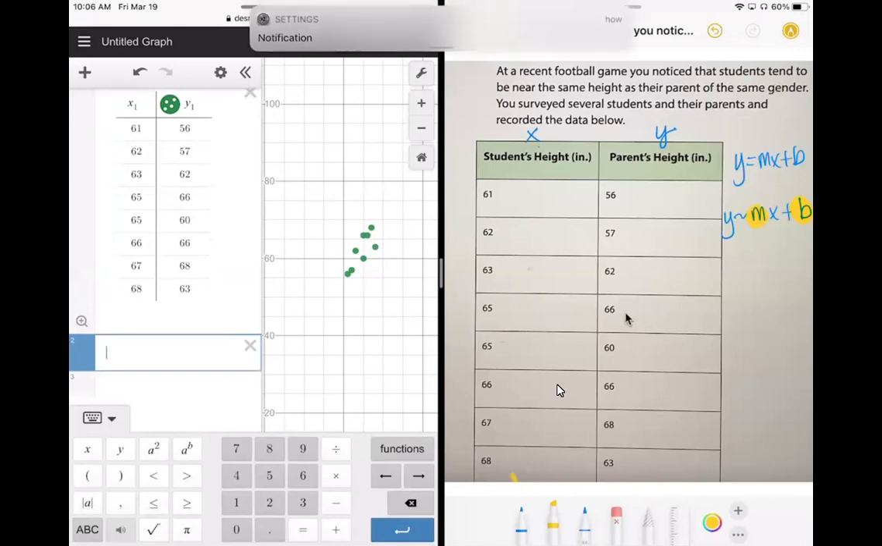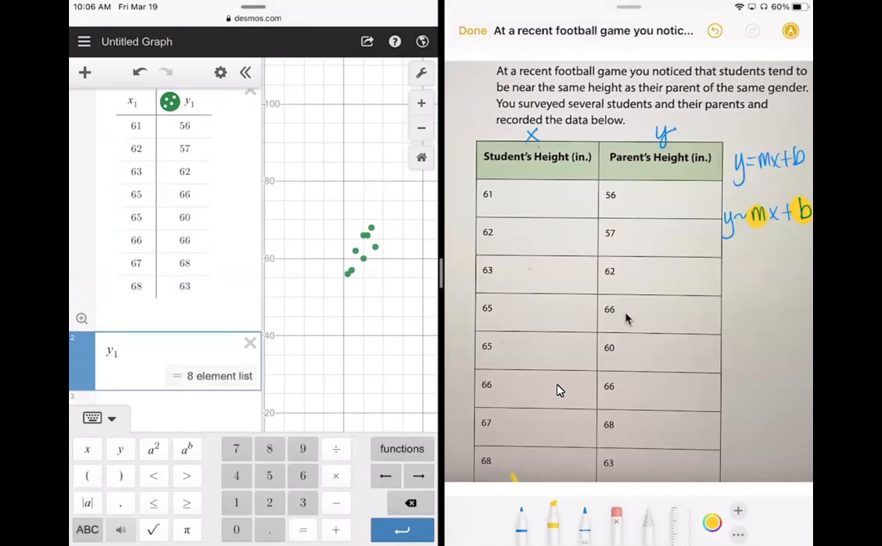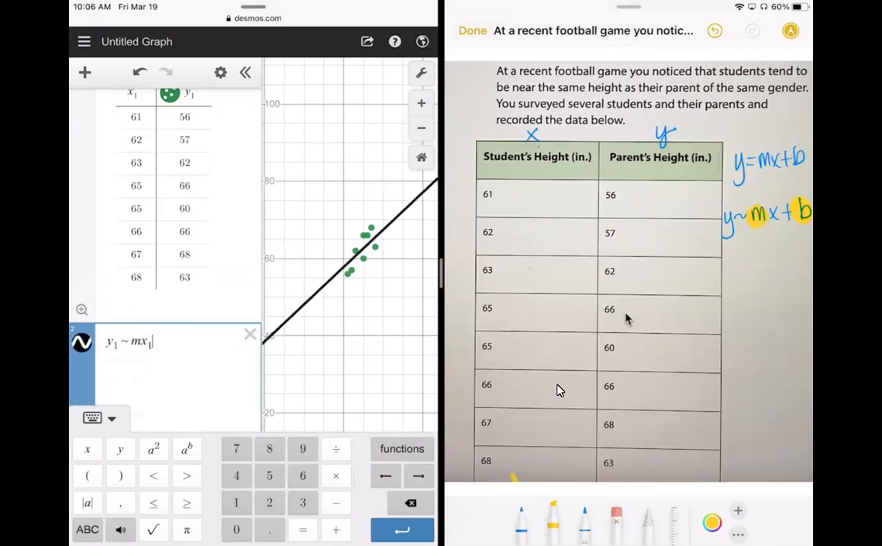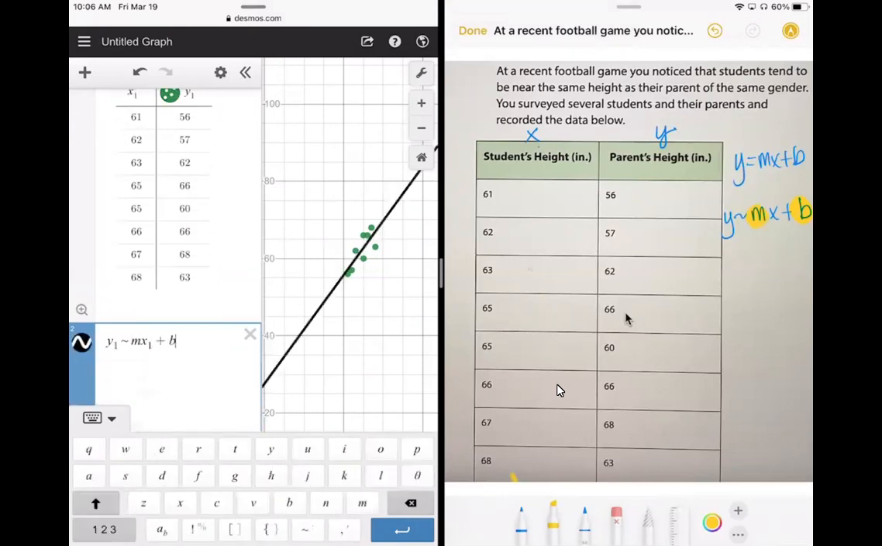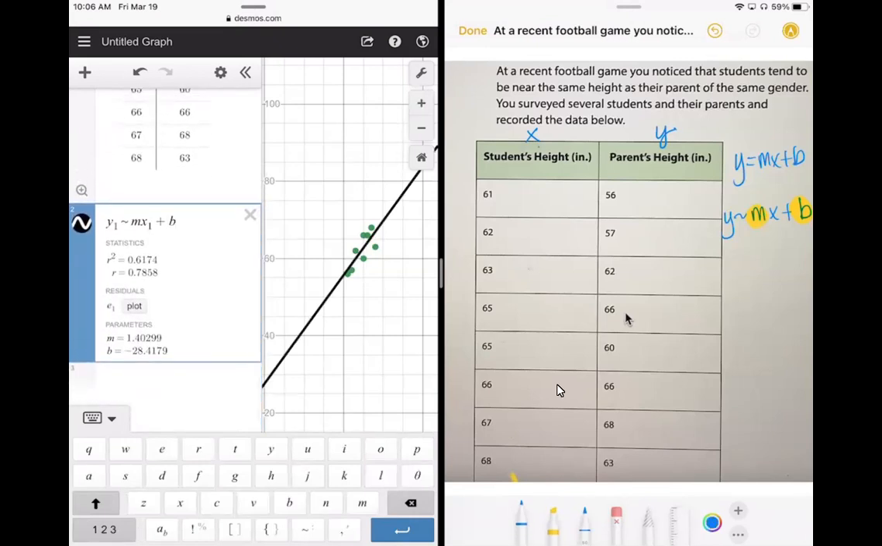So remember, because it is an approximation, I am going to do y, with this little squiggly line, is approximately equal to, but remember we need to put y sub 1 since there's a sub 1 there. Is approximately equal to mx sub 1 plus b, all right? And then it's gonna draw a line for you. And also it is going to give us the line of best fit. So if you look, we have an M and a B.